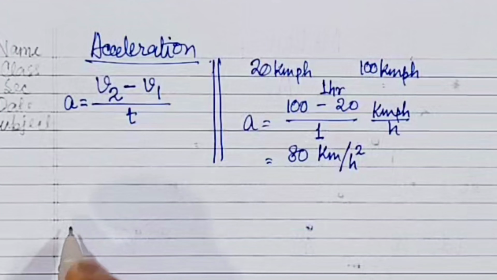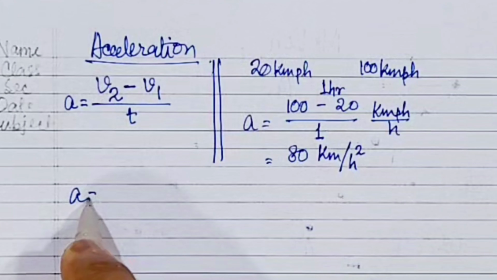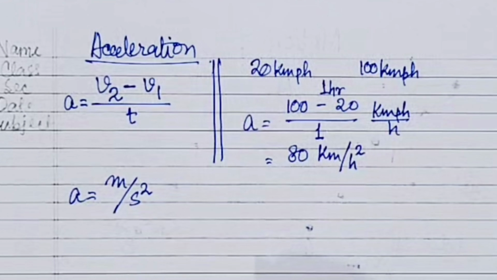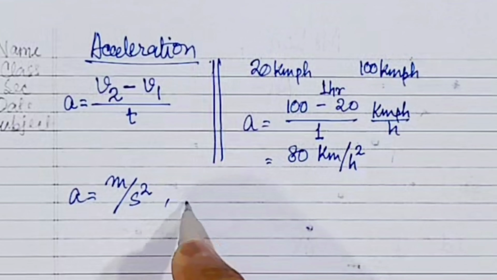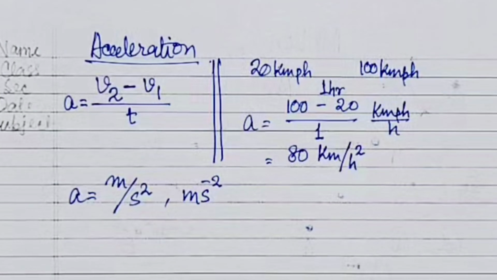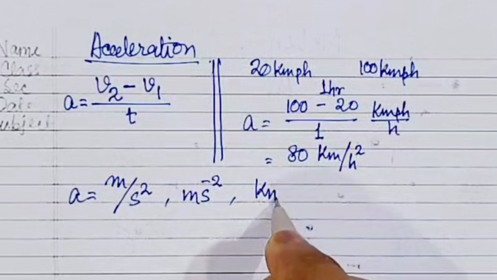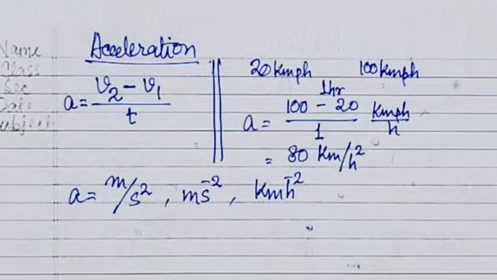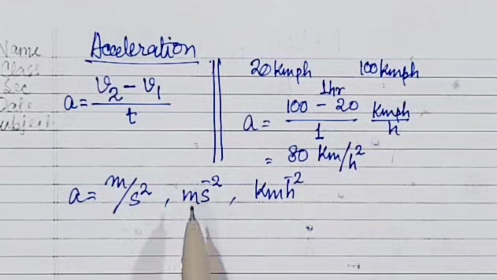Or in a different unit, a can be meter per second square. Either we write it like this or we write it as s to the power minus 2. Similar to that, km h to the power minus 2. This concept is a little bit hard to understand right now, but when we reach the exponents chapter, we will talk more about it.